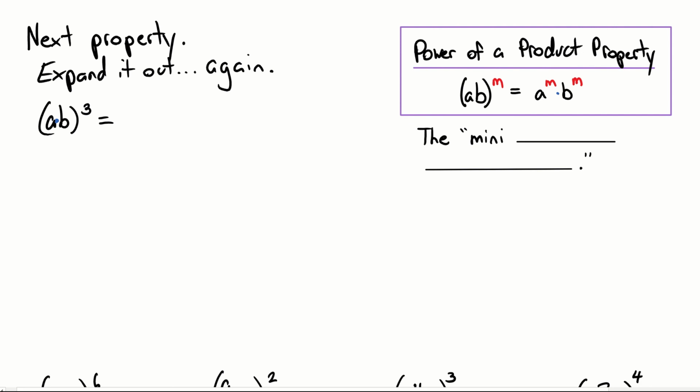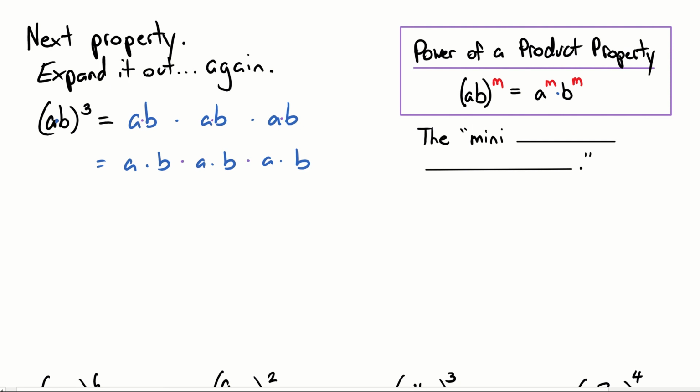Okay, well, the base is ab, so that's ab times ab, isn't it? And we know that ab means a times b, yes? So I could separate the a's and the b's a little bit more, so I can see what's going on here. Keep in mind I'm still multiplying between all of them.